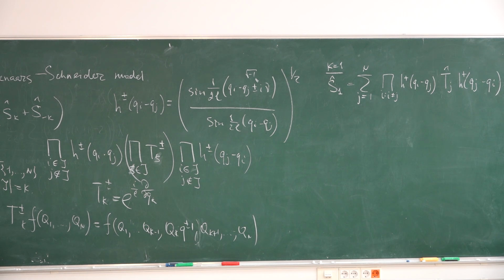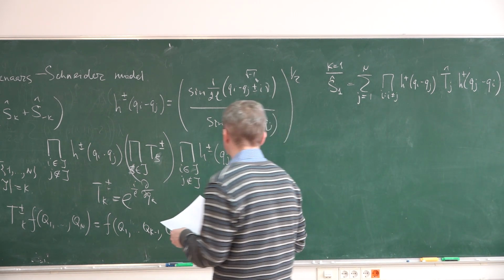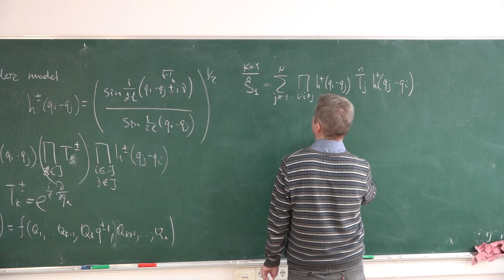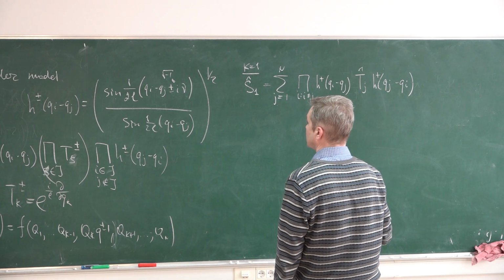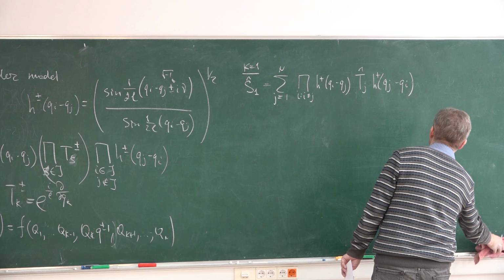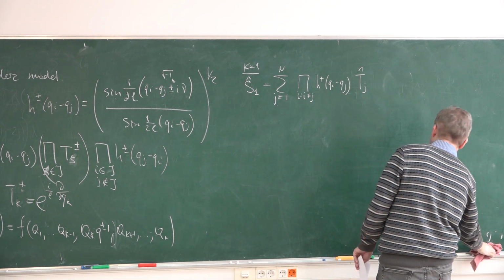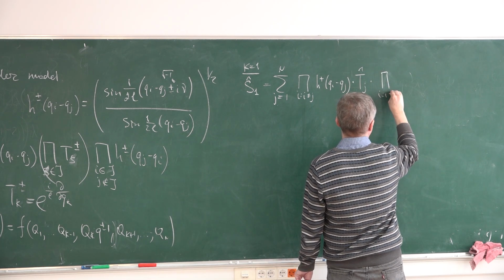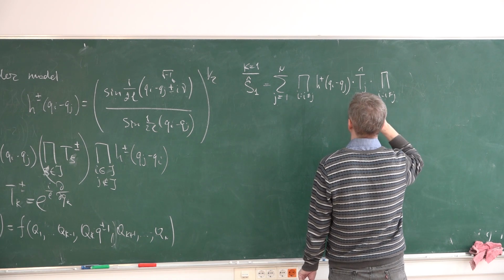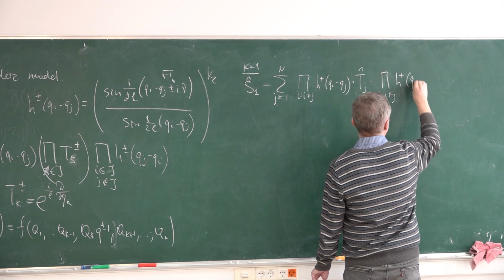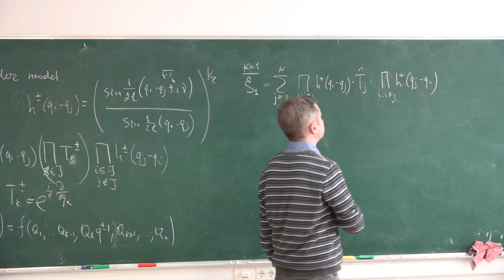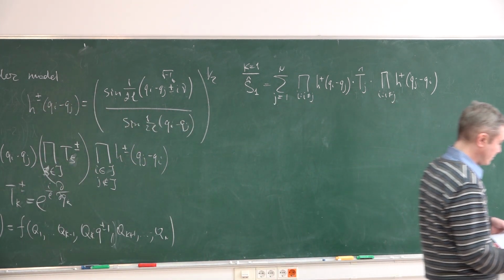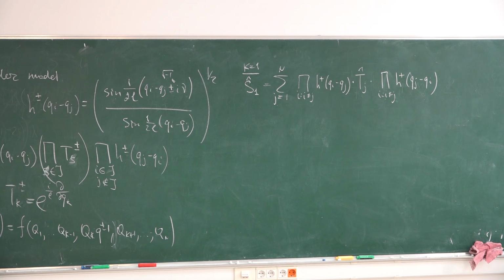Yes, this is it. No, we should also put, maybe not like this. In fact, we should put it again here. Over i not equal to j, h plus of qj minus qi. That's it. So this is our expression for S1, and let us compute it.